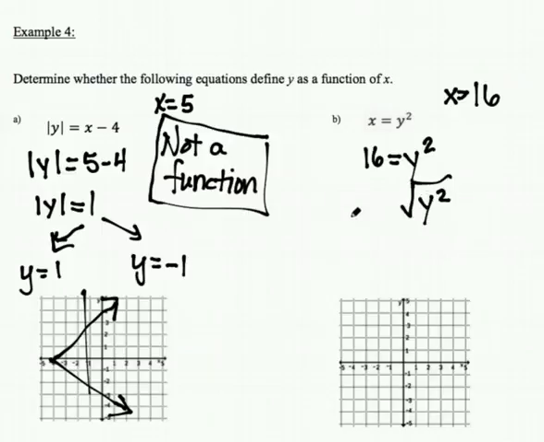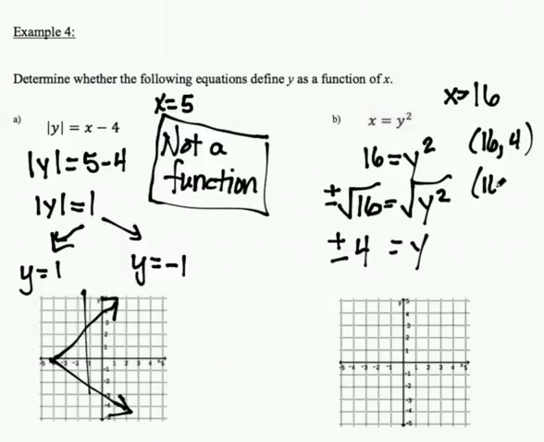Square root of y squared is equal to the square root of 16. But remember, when I'm taking the square root of a number, I have to do plus or minus. So y is equal to positive or negative 4. All right, again, that means that we have the ordered pairs (16, 4) and (16, negative 4). Again, I have repeated x values, so this one is not a function.